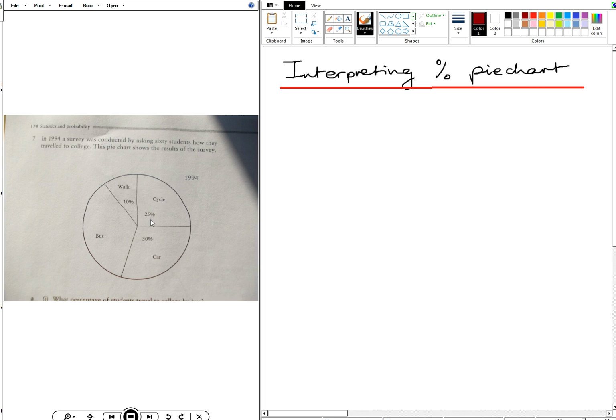So for cycle, how much percent was that, Amina? 25%. For car, 30 percent. And walk is 10%. And buses, they haven't told us at the moment. Now, I think the question's been chopped off from the bottom. Can you read the question to me? Question A1, what does it say?